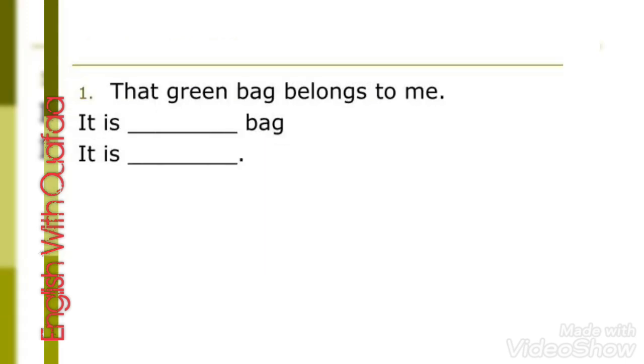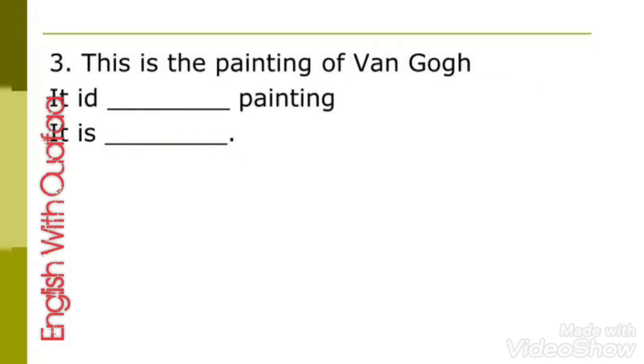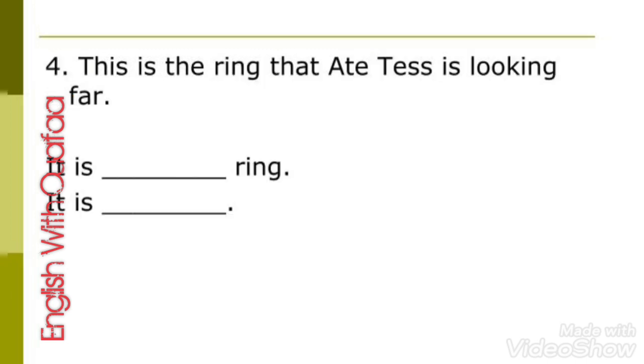That green bag belongs to me. It is my bag. So here you have to give the right answer. Again, in number two, you read the sentence: the car over there belongs to Mrs. King, and you have to give the right possessive pronoun. You just read the sentence carefully and it will be easier for you to put the answer. Again, the same thing for number three: this is the painting of Van Gogh. You have to read the sentence and give the answer.